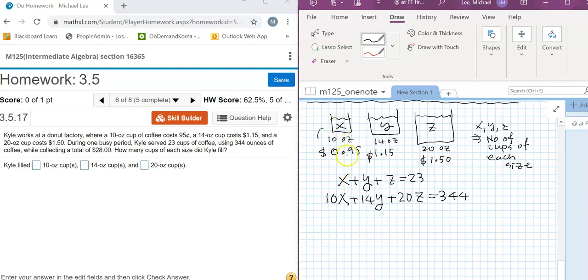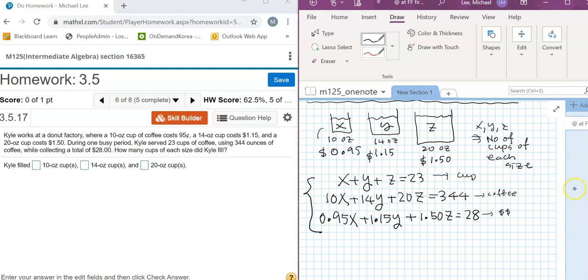And then how much money they collect? Each cup they charge 95 cents, each cup of coffee. So 0.95x plus 1.15y plus 1.50z is $28. Okay, so this is the number of cups, this amount of coffee, this money they generate. Okay, all right.